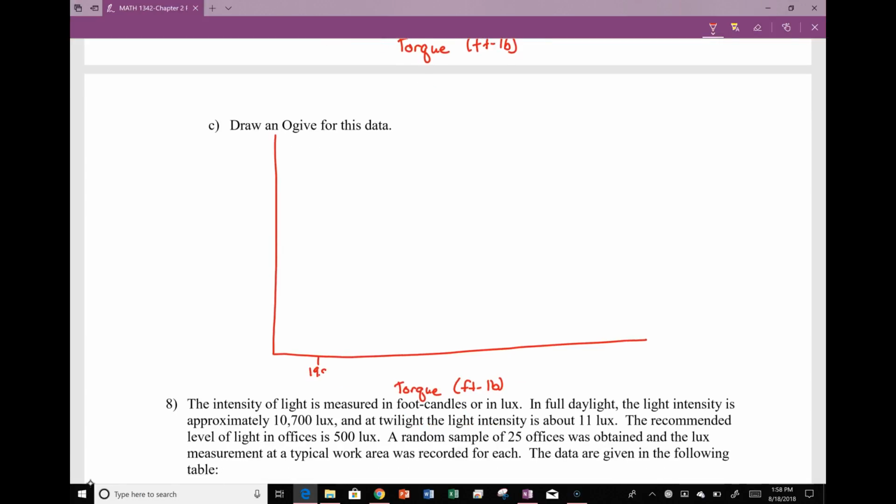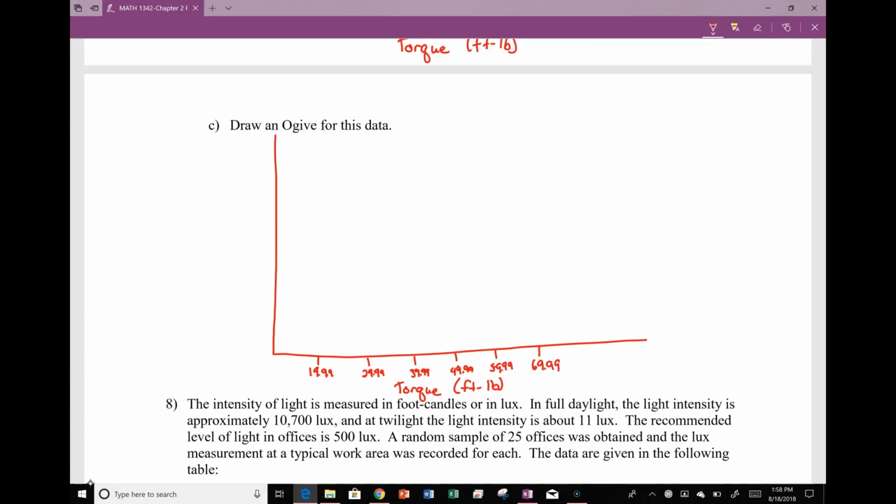So I'm going to use 19.99, 29.99, 39.99, 49.99, 59.99, and 69.99.